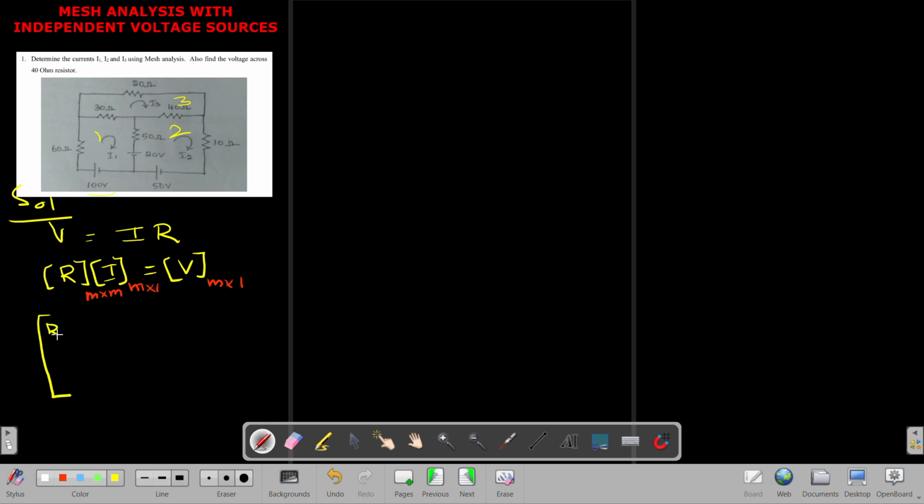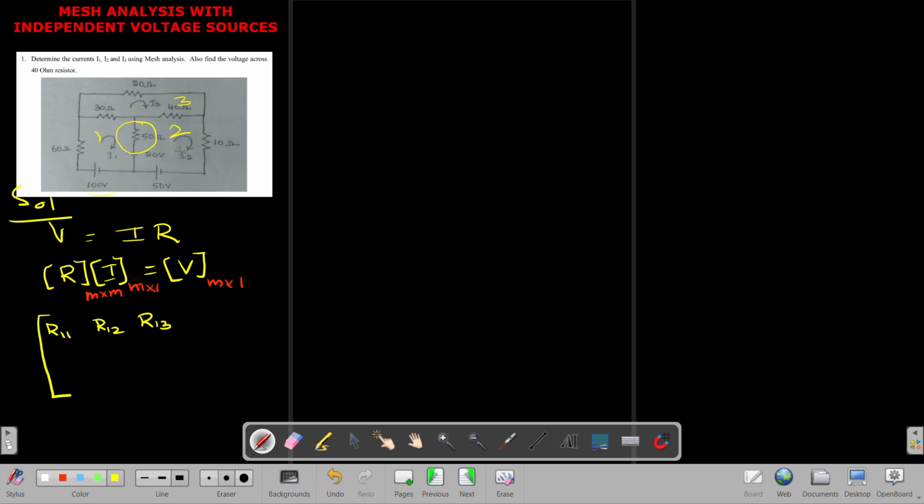The first element is R11, which is nothing but the sum of the resistors in mesh 1, then R12, then R13, where R12 is the resistance connected between mesh 1 and 2, and R13 is the resistance connected between mesh 1 and 3. One more thing you should note here: as I said already, we assume the currents in all the meshes go clockwise. If you consider the clockwise direction, as you can see here, this is a 50 ohm resistor which is common to mesh 1 and mesh 2, and in that common 50 ohm resistor there are two currents, right?